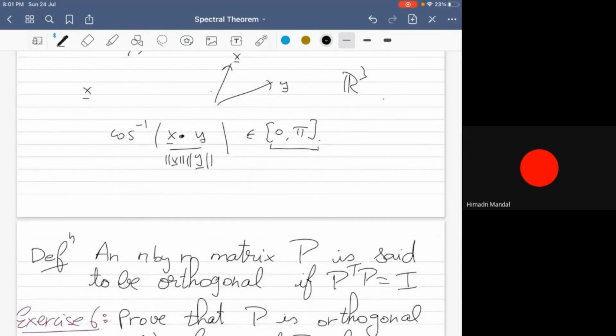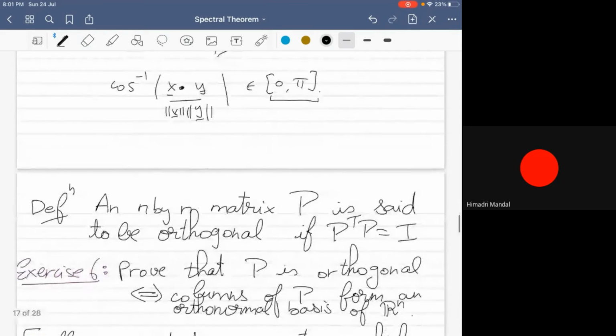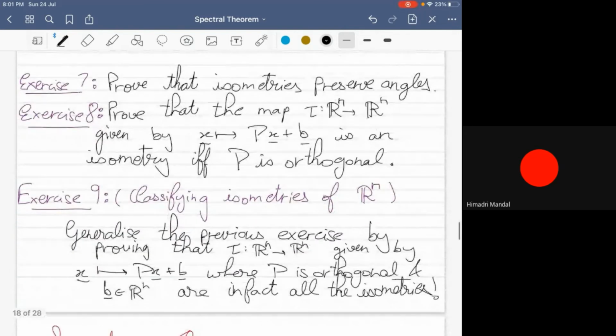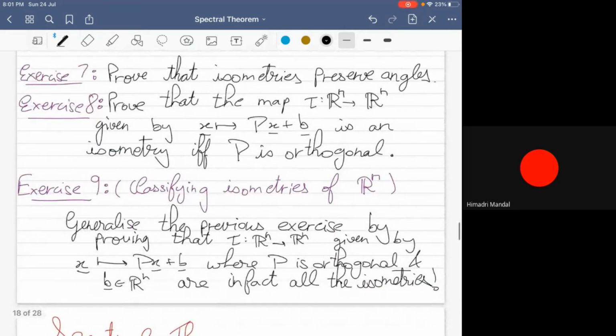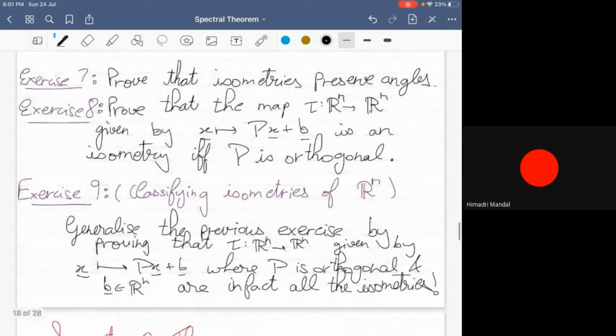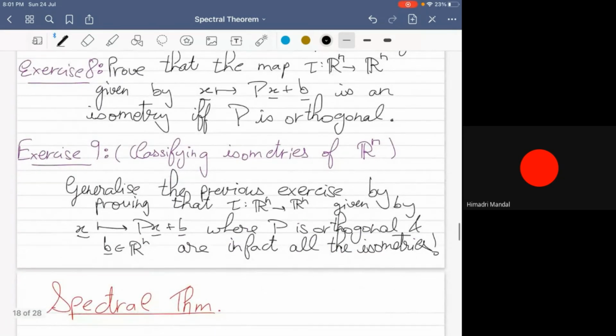But for now, let's stick to R2, and there we can define angles in the normal Euclidean way like this. Yeah. So if you are uncomfortable with the abstract definition of angle, you can just consider the dot product and forget about angles. We won't need angles. So okay, yeah, sure.